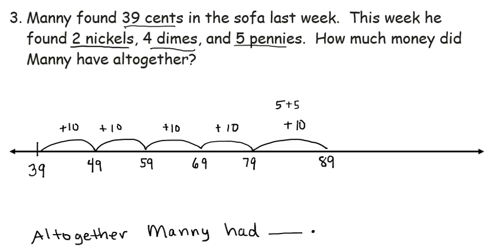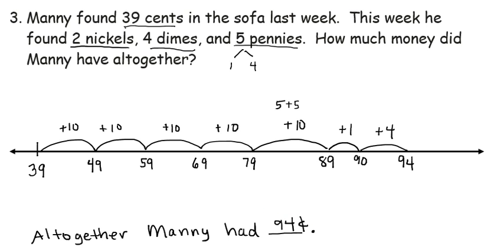And now I just have 5 more pennies. I'm going to break that into 1 penny and 4 pennies. That jumps me to the friendly number of 90. And then 4 more pennies after that would be 94. So I know that altogether Manny had 94 cents.